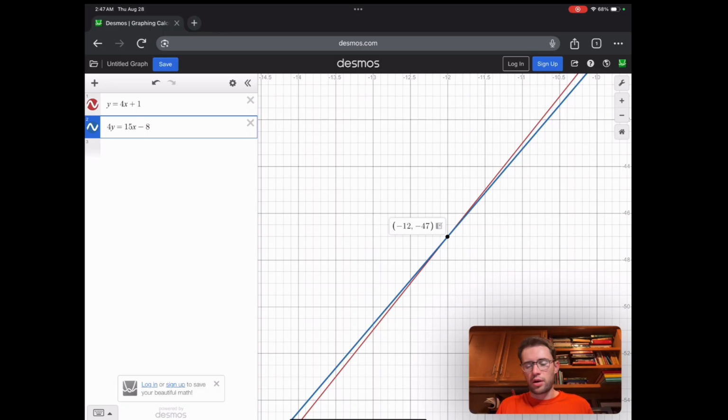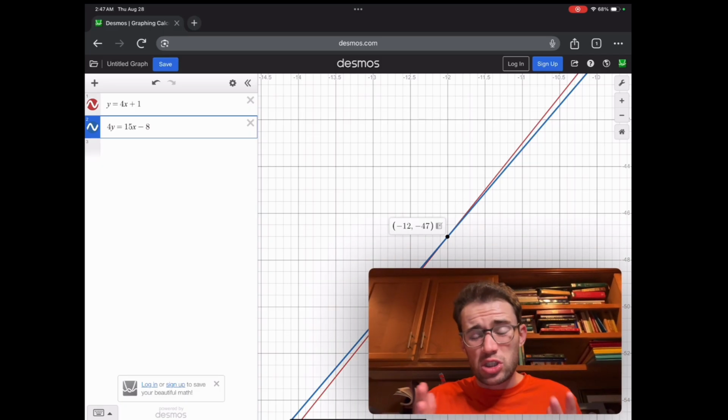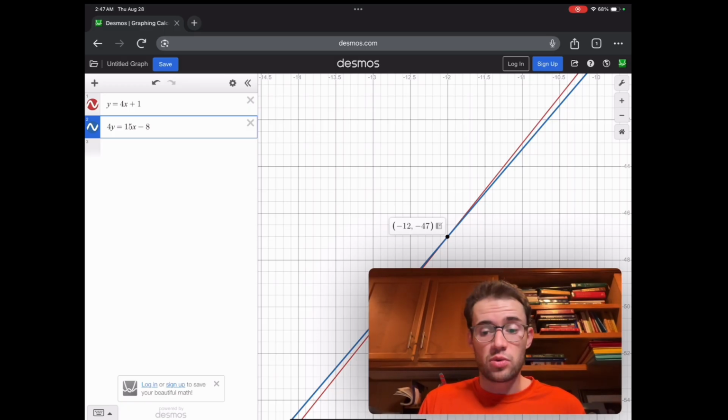So it's the same thing we had before. This is just a way you could do it a little bit faster. You don't have to do elimination. You don't have to do substitution. And again, make sure that you know how to do those things before you take your test. But if you're really pressed for time, make sure that you use the tools that are available to you, and Desmos is one of those.